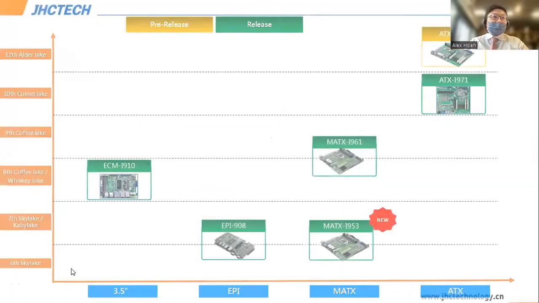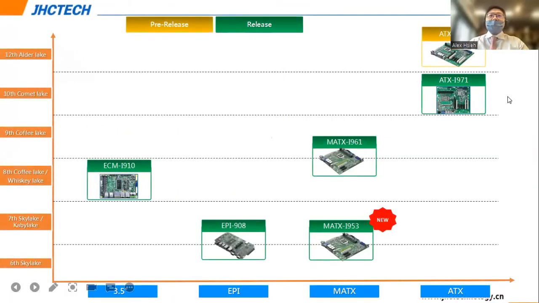Now we introduce the third one, the MATX, which is a different industry size standard. We introduced the first one, the ATS i9, the orange block on the right side, and the second one, the ATS i9-71. Now we want to introduce the third one, the MATX i961. Here it's the 10th and 9th generation, Coffee Lake and Whiskey Lake CPU.